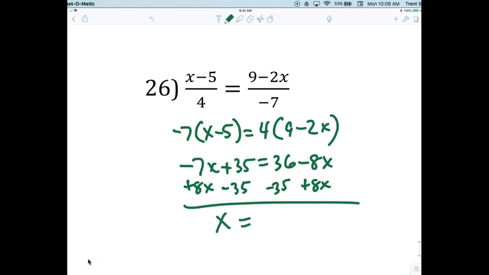X equals what? 1. You guys use the restroom over here, not through the TV. Sorry. You guys have to use the restroom on that side. You have to go out because they don't want you interrupting TV. All right? Everybody good here? Yeah.